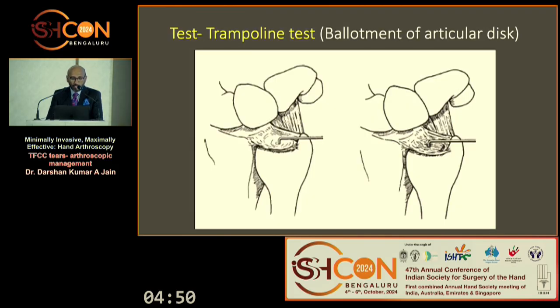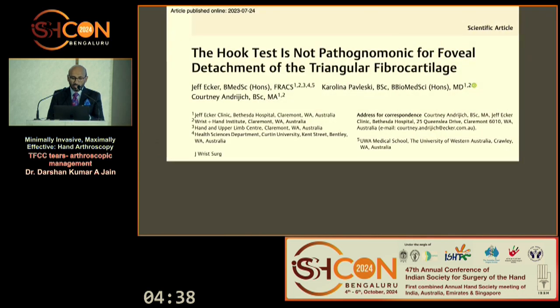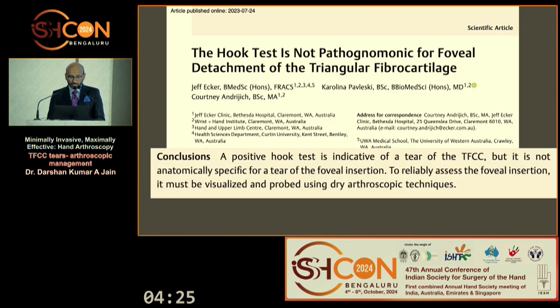And while doing arthroscopy, these are the things you want to know. You want to know the trampoline test, or the ballottement of the articular disc, how the consistency is. That's one thing you want. And also the hook test. You want to know whether the foveal insertion is intact. And recently this paper says the hook test is not pathognomonic. That means you need to do a foveal scopy as well, which means you need a smaller scope as well. If you use only 2.4, you may not be able to access this and you will get a false positive.